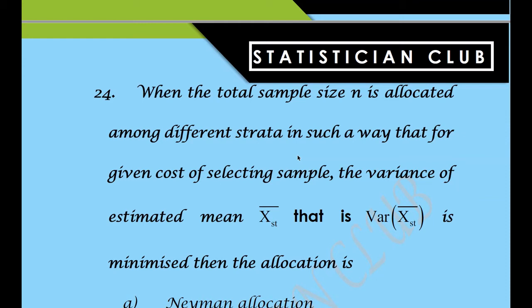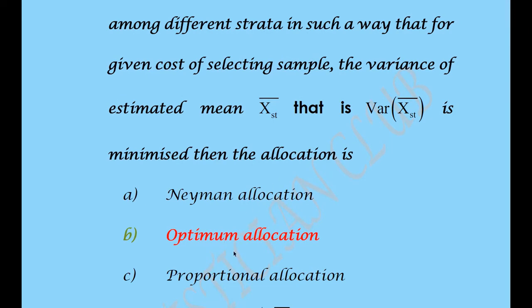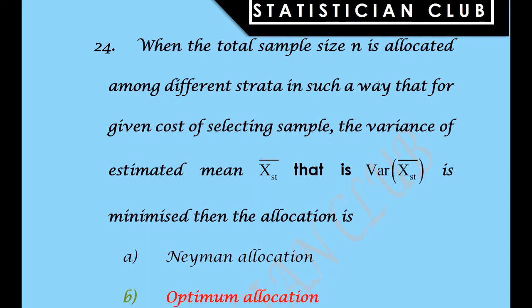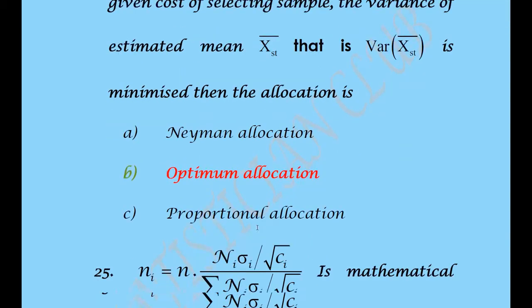When total sample size n is allocated among different strata in such a way that, given the cost of selecting the sample, the variance of the estimated mean x bar st, that is variance of x bar st, is minimized, then the allocation is optimum allocation. It is called optimum allocation when the word cost is used for the selection of sample.